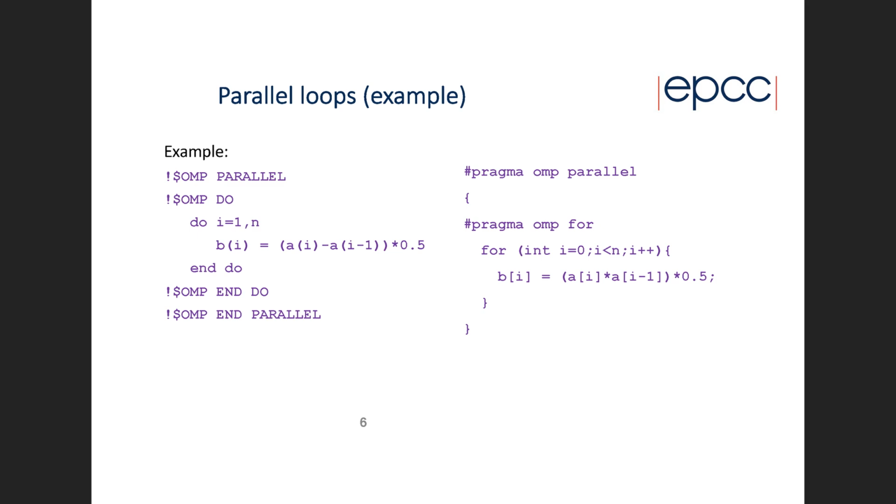We need to be inside a parallel region in order to have multiple threads to execute. And then we apply the do, or get my pointer here, we apply the do or the for directive in front of the loop, which shares out the iterations of that loop between the threads instead of duplicating the entire loop on every thread.